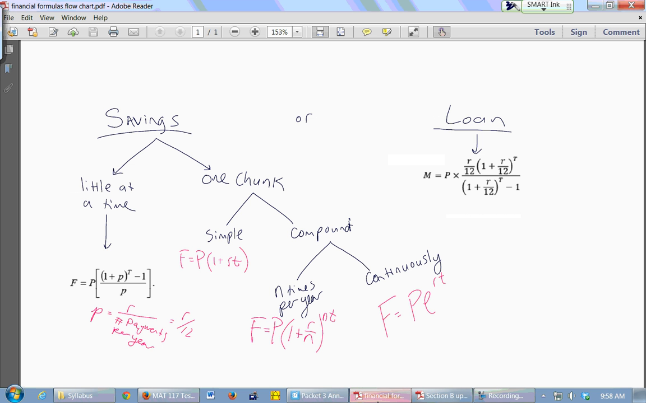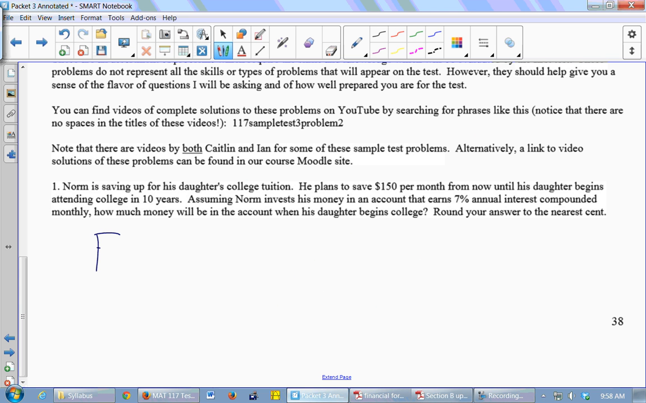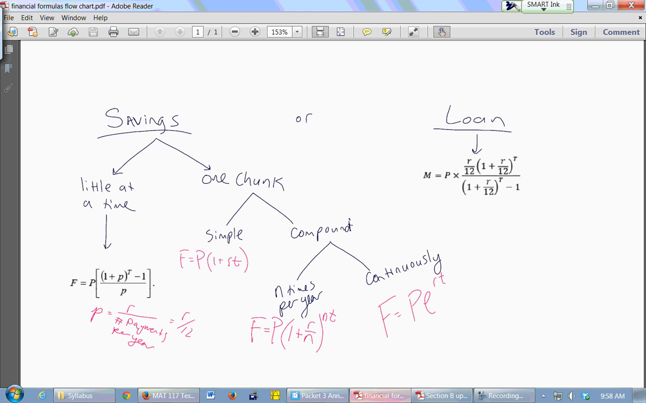We look at this flow chart and we say, oh, he's saving money. So we go to our savings chart. He's saving a little bit at a time. Only one formula that allows us to do that. So it's F equals capital P times this stuff that has some little p's in it. Okay, so I'll write that formula down. Capital P times 1 plus little p to the capital T minus 1 over little p. Make sure I did that right. Yes, okay.